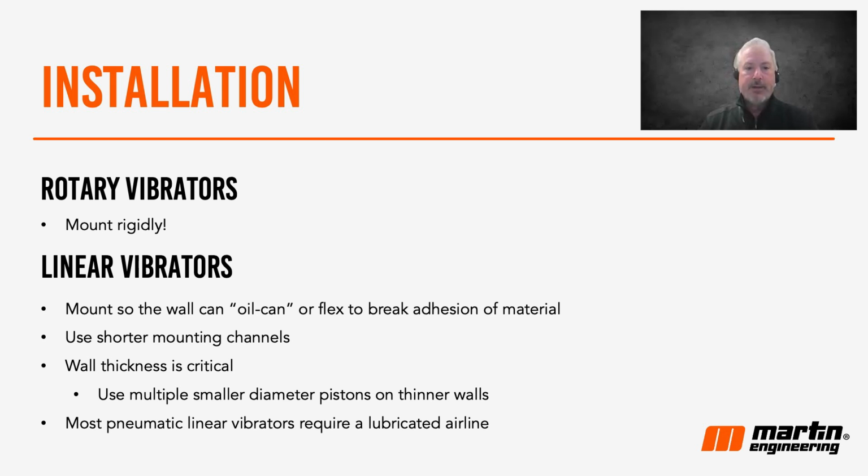We talked about how linear vibrators should be mounted so that we can flex the wall. We use shorter mounting channels. We don't want to mount them right to the wall of the hopper though. We want some reinforcement, but we want that channel to be shorter so we can then flex the wall. Wall thickness is critical. If we're going to use linear vibrators, we might use a number of smaller ones based on thinner walls. And a critical thing about linear vibrators, almost all of them, not all, but almost all of them require a lubricated air line.